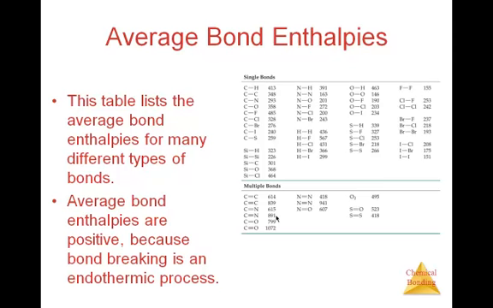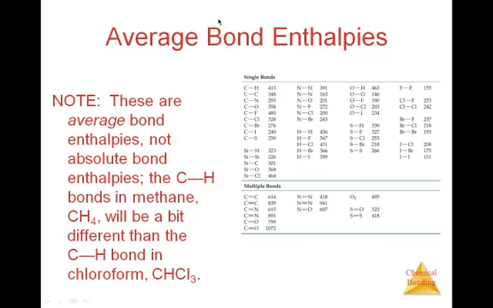All these average bond enthalpies are positive because whenever you break a bond it requires energy. Breaking bonds is endothermic. Energy has to go into it to break the bond. Forming bonds is exothermic. Energy is released. So note, these are average bond enthalpies, not absolute bond enthalpies. The C-H bonds in methane will be a little bit different than the C-H bonds in CHCl3. So don't forget, these are average bond enthalpies. It's really important to emphasize the average here.